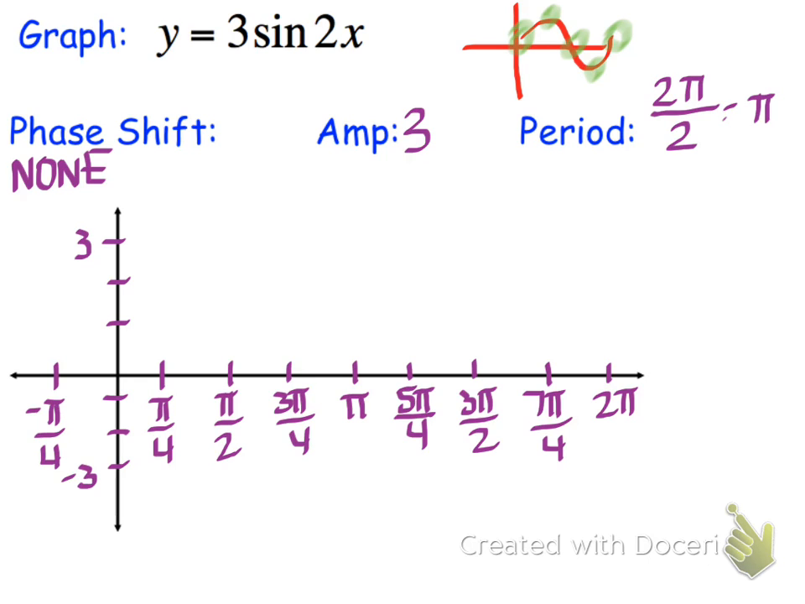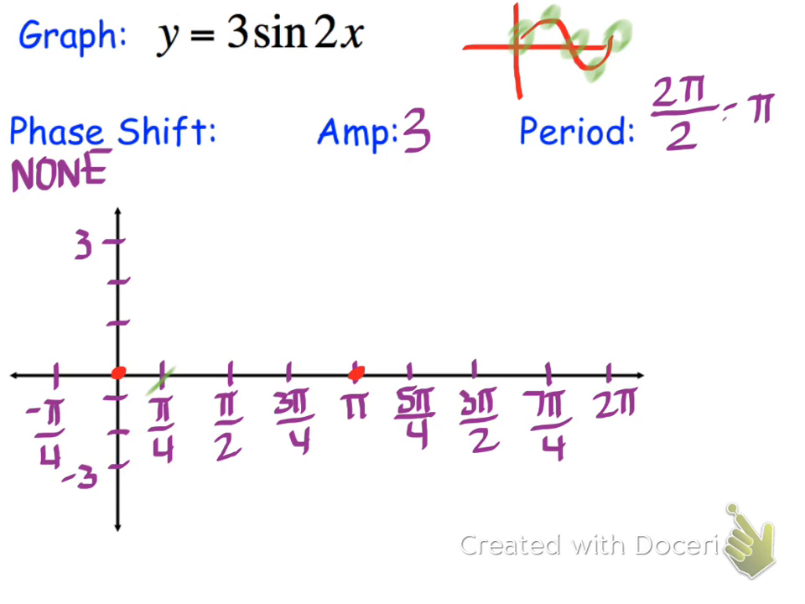So the first point, because there's no shift here, is going to start at 0, 0. Since the period is pi, the last point of this first cycle of the graph is going to be at pi, because that's how long it's going to take from start to finish. Now I need to find the middle of those 2 points to find the next one, and you can do it a lot of ways. Hopefully a lot of you just see the middle of those 2 is pi over 2.